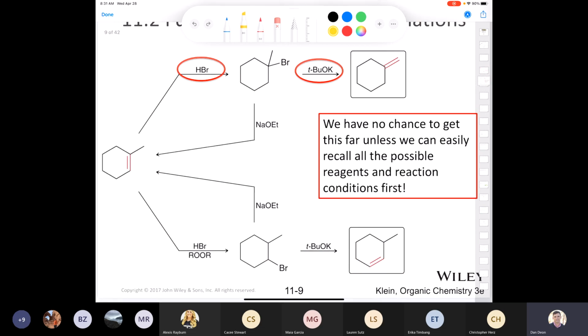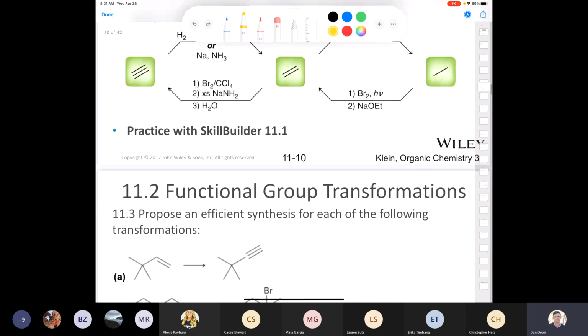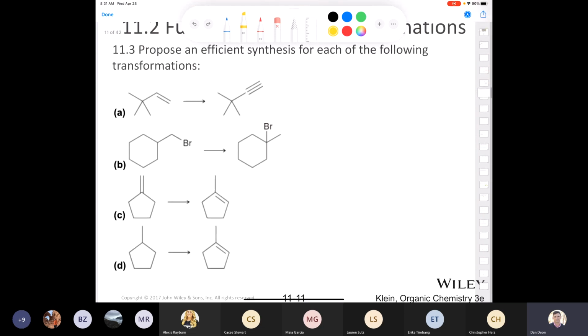Now, again, this might seem harsh, but I got this from Dr. Klein. It wasn't Mr. Dion that wrote this out. It was on a set of slides that he gave to me and any other instructor who uses the textbook. It says you've got no chance to get this far unless you can recall all the reagents. All right. So with that in mind, I'm going to skip this slide and get right into some synthesis problems with you here.